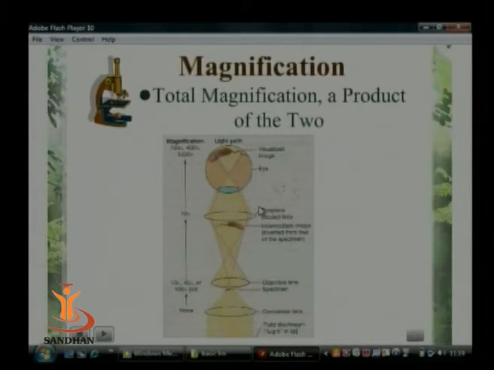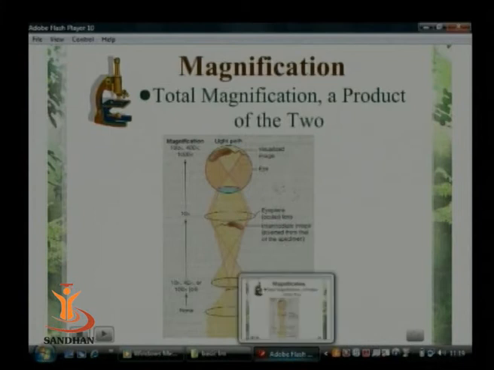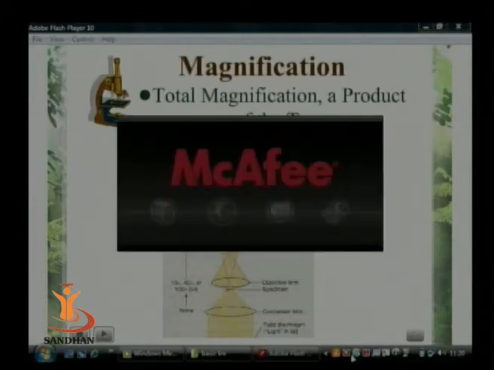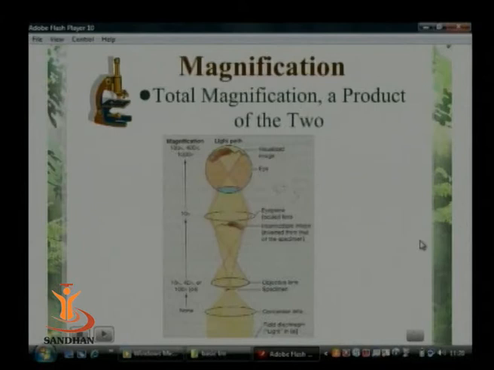This is very helpful in observing creatures of very small size, the microorganisms, and their observation becomes very easy and convenient, and it is accompanied by resolution, that is, along with magnification we can also study the different structural details of the organisms. So in this slide you have been shown the complete light path and how the object is magnified, and we can see the final virtual image of the magnified object.